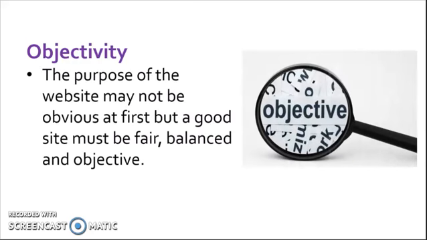Next, objectivity. Now, the purpose of some websites may not be obvious at first, but while reading its content, think about what motivated the author to create the web page. A good site must be fair, balanced, and objective. Always ask yourself if the page tries to inform and explain or rant? Does it sell something, persuading or enticing the readers? Is the author affiliated with an organization that might influence their treatment of the article?